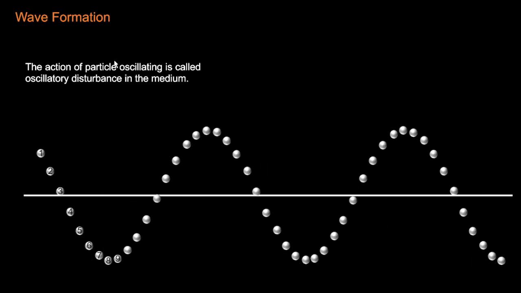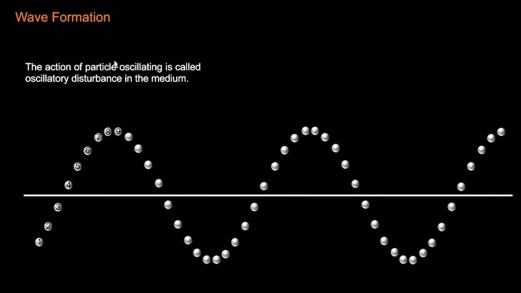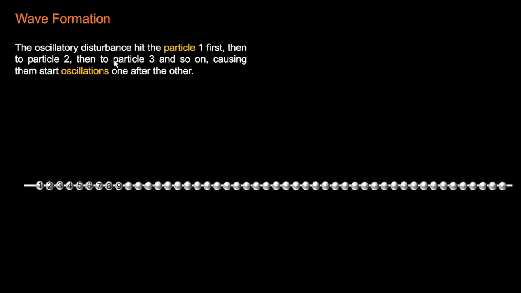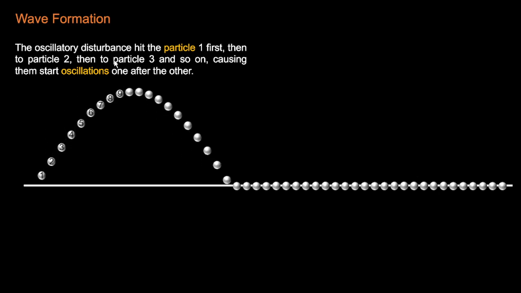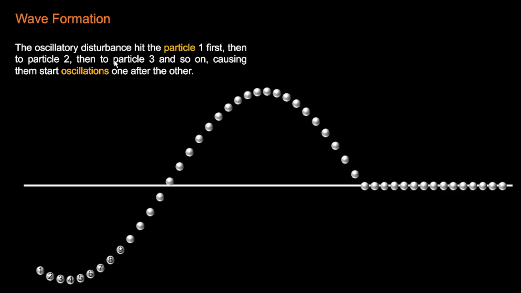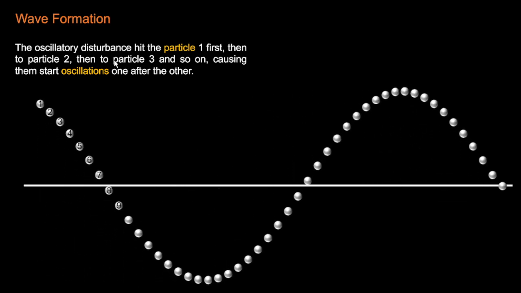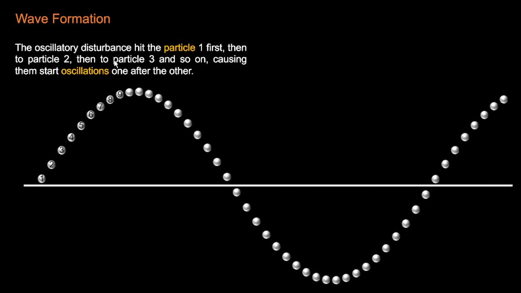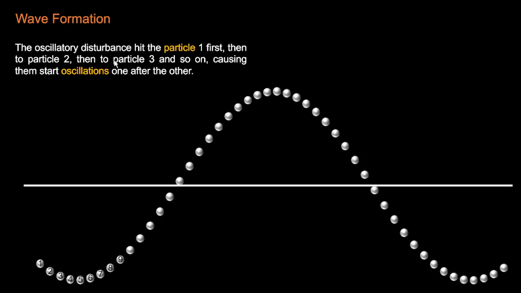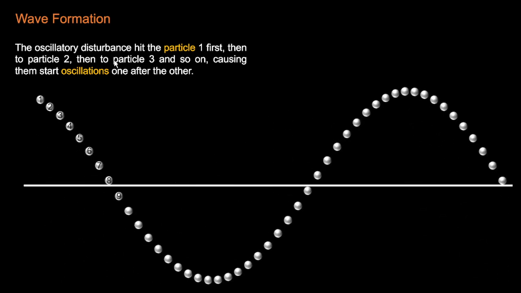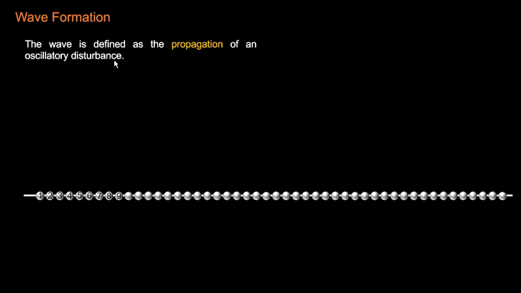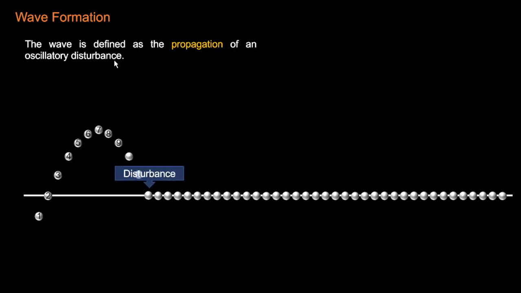The action of particles oscillating is called oscillatory disturbance in the medium. The oscillatory disturbance hits particle 1 first, then particle 2, then particle 3, and so on, causing them to start oscillations one after the other. The wave is defined as the propagation of an oscillatory disturbance.